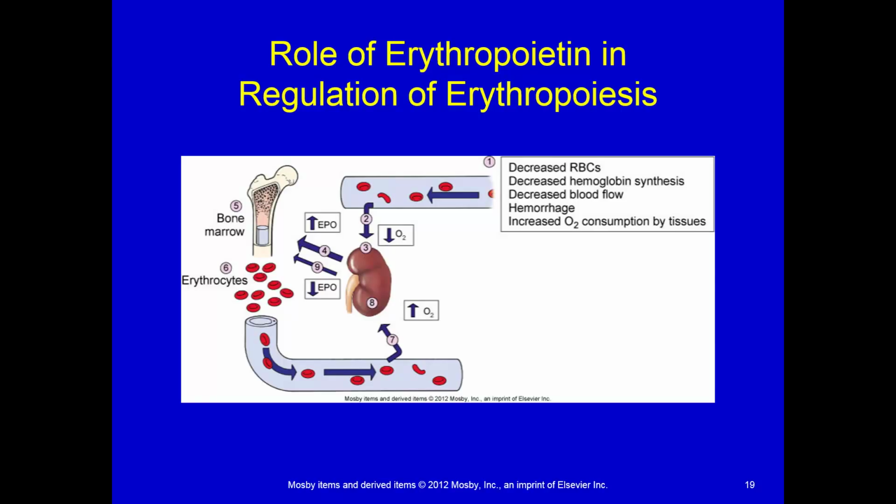So it's a negative feedback loop. As you create what the body needs, it goes back and turns off increased secretion from the kidney. And we'll talk all about negative feedback loops when we talk about hormones and endocrine function in a few weeks. But this is the great picture of that role of erythropoietin in red blood cell formation.